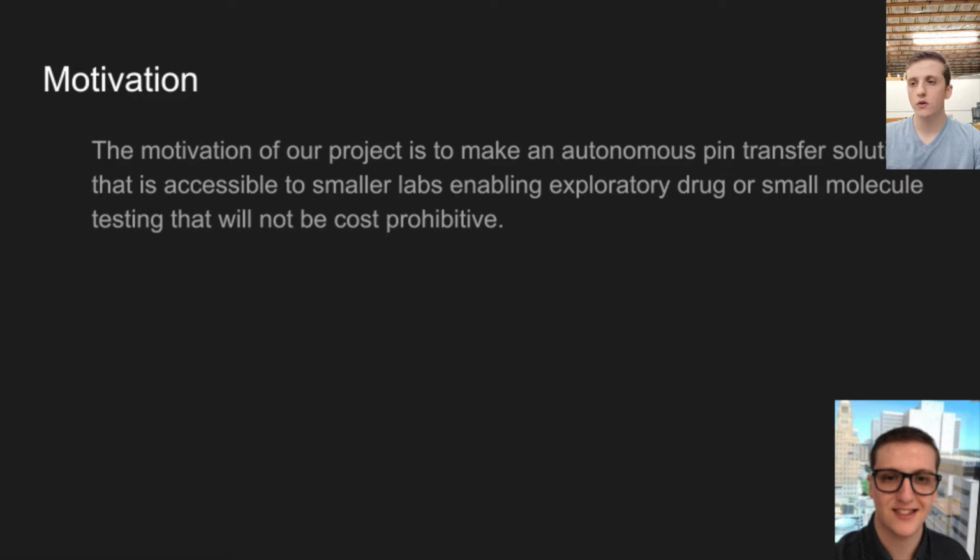Now that I've talked about the motivation, I'm going to talk a bit about pin transfer tools. These are the tools that we use to do these chemical screens. Basically, they're replicators. If you have a standard format microplate, which can have 96 wells or 384 wells in them, all of these wells are separate from each other. So you can have cells in these wells and they're all separate from each other.